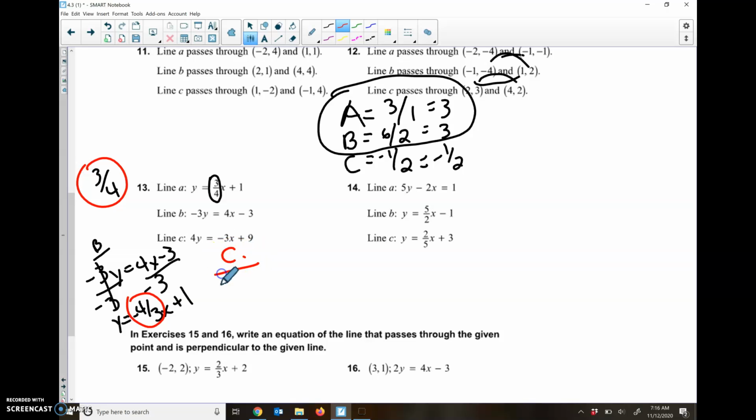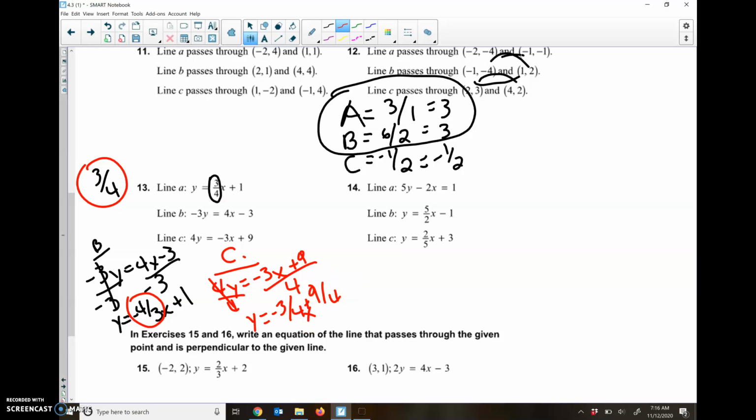So let's look at line C here. 4y equals -3x plus 9. Divide both sides by 4, so y equals -3/4 x plus 9/4.